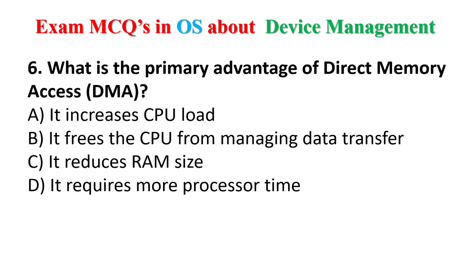6. What is the primary advantage of direct memory access? It increases CPU load. It frees the CPU from managing data transfer. It reduces RAM size. It requires more processor time. The advantage of direct memory access is that it frees the CPU from managing the data transfers.